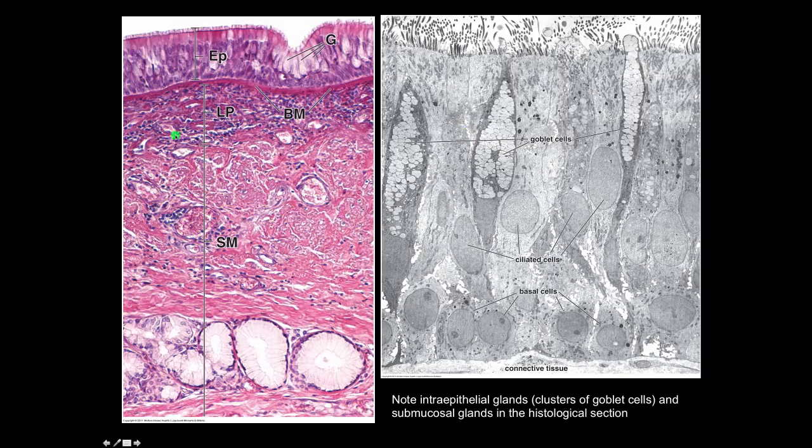Here's just a general histological view of the tracheal epithelium, the respiratory epithelium. You can note scattered goblet cells, but you can also note intraepithelial clusters of goblet cells. These would be intraepithelial glands, as well as the submucosal glands. And here's just an electron micrograph of the epithelial surface. You can see the profiles of the cilia on these pseudostratified columnar cells, and you can see the goblet cells full of their secretory granules, and then some of the basal cells. These basal cells, of course, give rise to the epithelial cells.